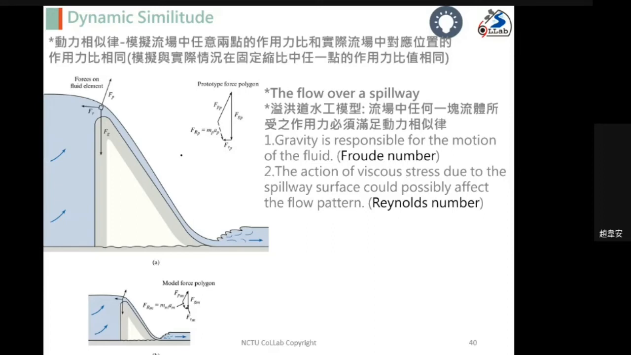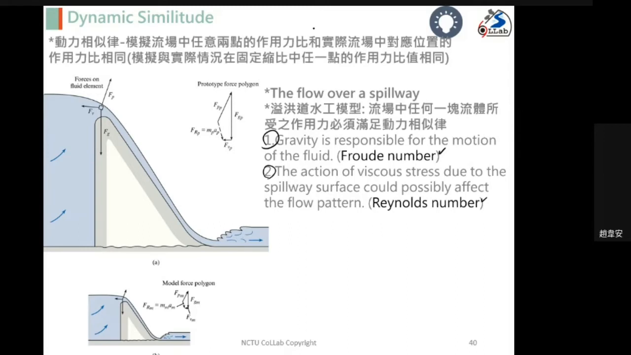Okay, so this is the problem involving flow over a spillway. So gravity is responsible for the motion of the fluid, so this problem will involve the Froude number effect. And second, the action of the viscous stress on the spillway surface could possibly affect the flow patterns. So the Reynolds numbers need to be taken into account in our problem.